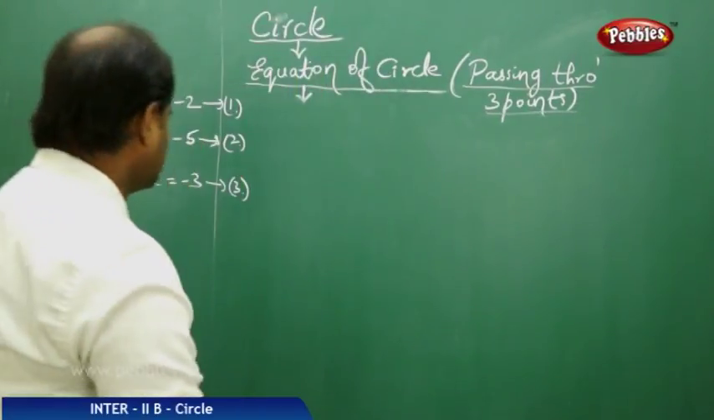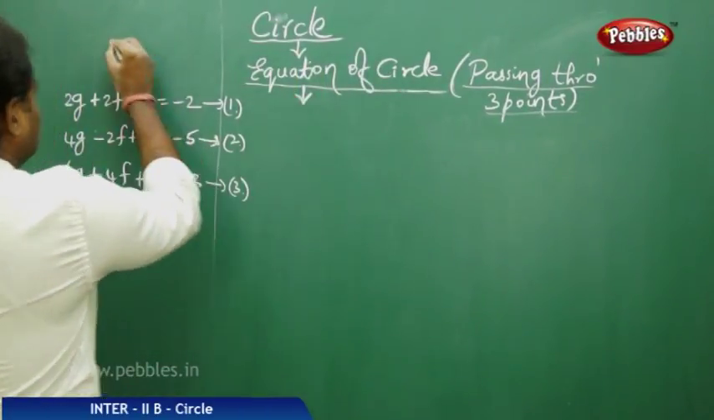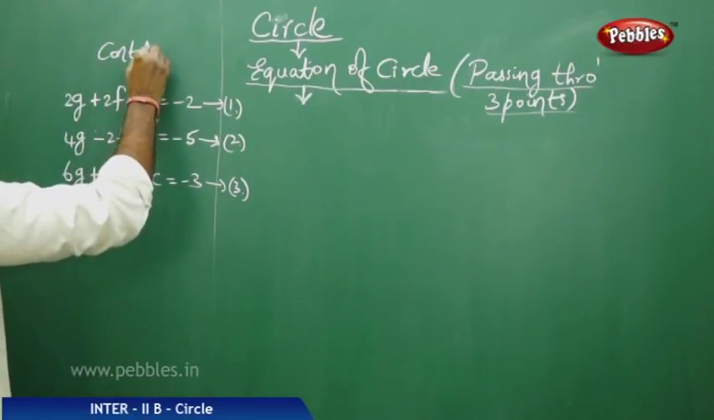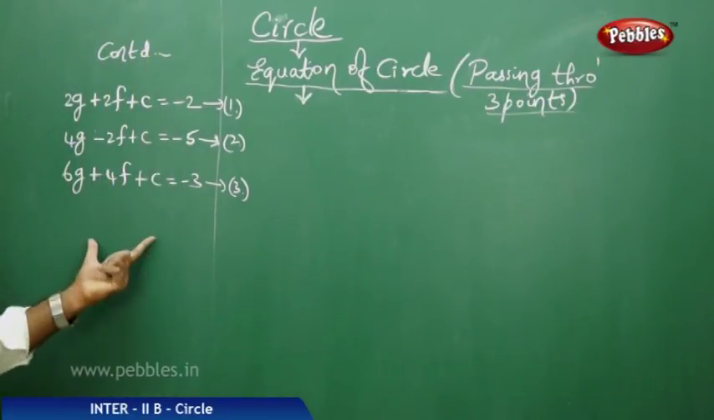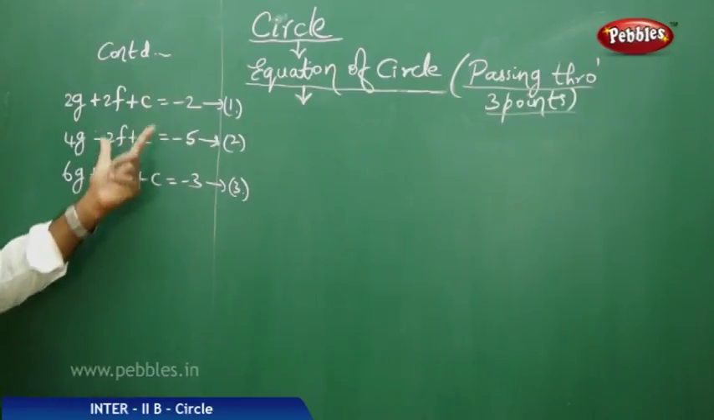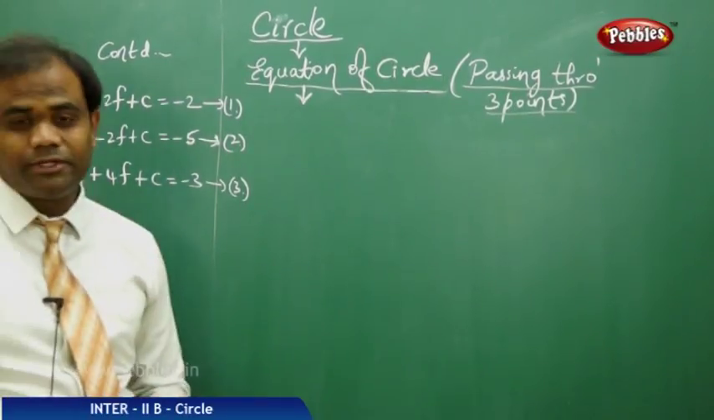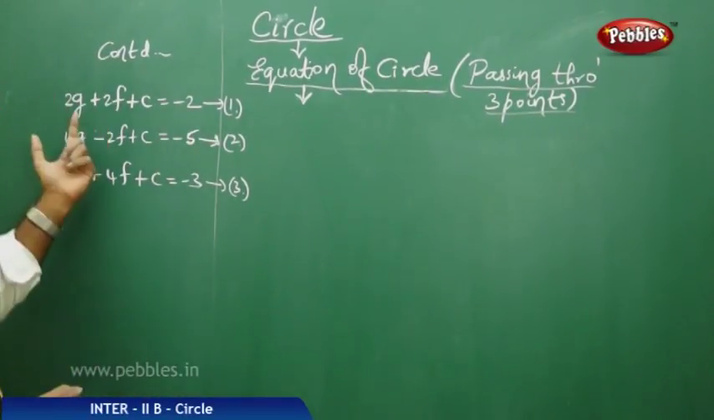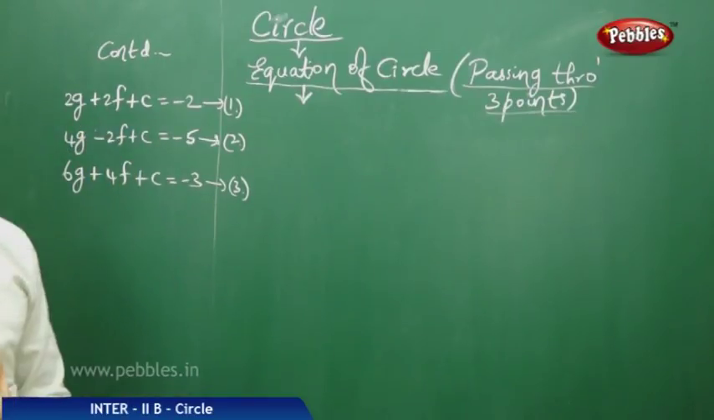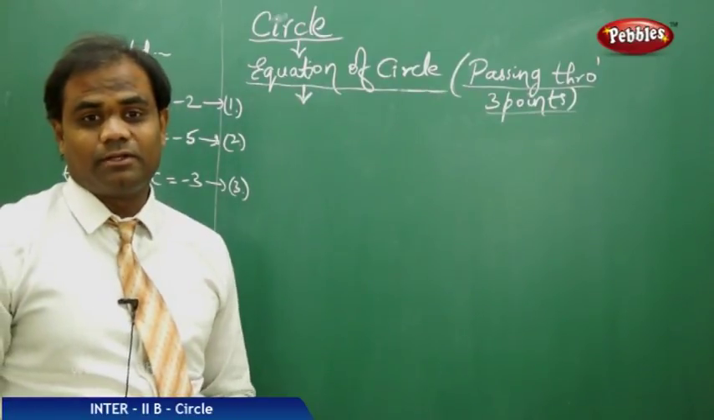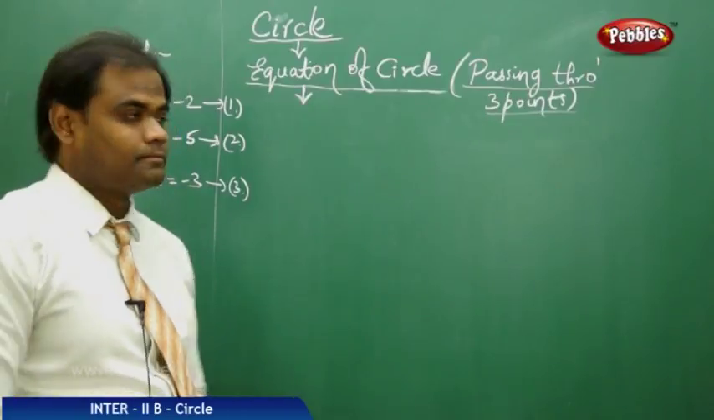So continuing from here, I have my three equations which are obtained from each of the points A, B and C. Now I need to solve these three equations to find the three unknowns g, f and c using the elimination method of simultaneous solving.